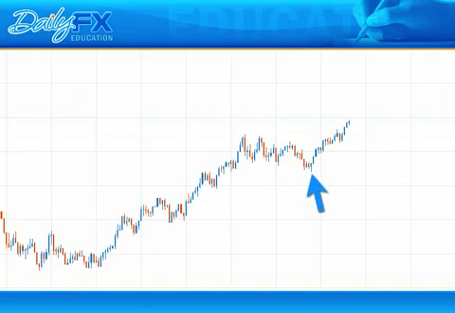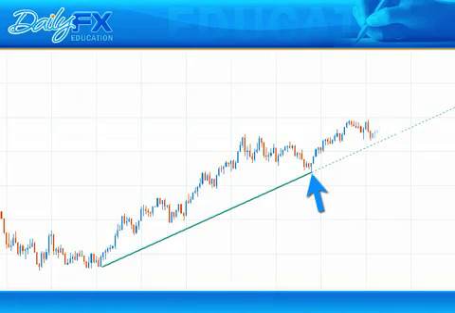We can see here that price action reaches a new low within this uptrend, but after reaching this new low, price action changes direction and resumes its upward trajectory. At this time, we can go ahead and draw a trend line, and we're now going to look for this trend line to provide support to price action. Moving forward in time, we get what we're looking for.